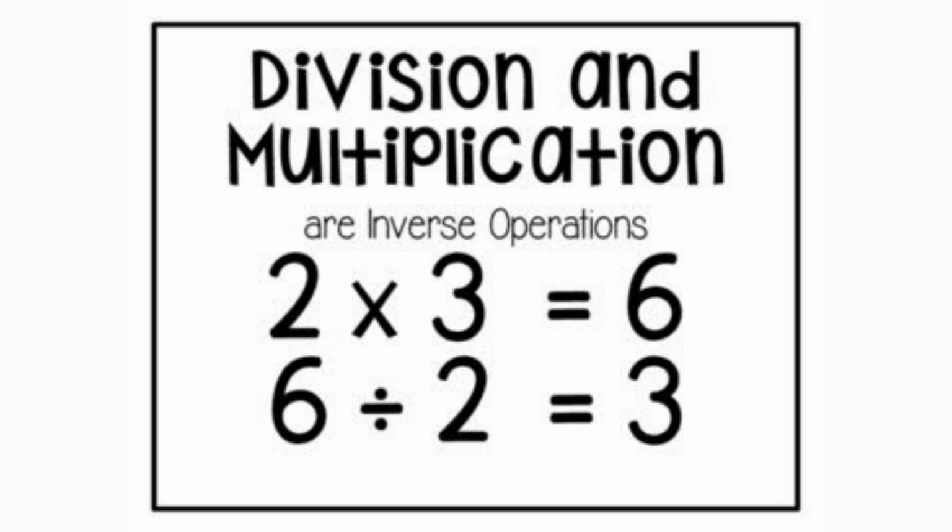The first thing I want to mention is inverse operations. The inverse operation of multiplication is division and vice versa. They're inverse operations because, as you can see on screen, 2 times 3 is 6, and 6 divided by 2 is 3, meaning that you can use multiplication to check your division and division to check your multiplication.